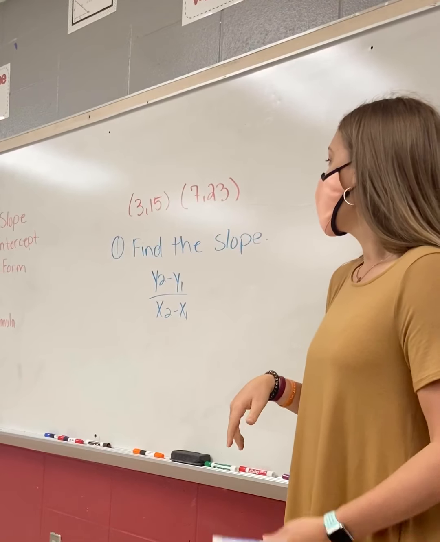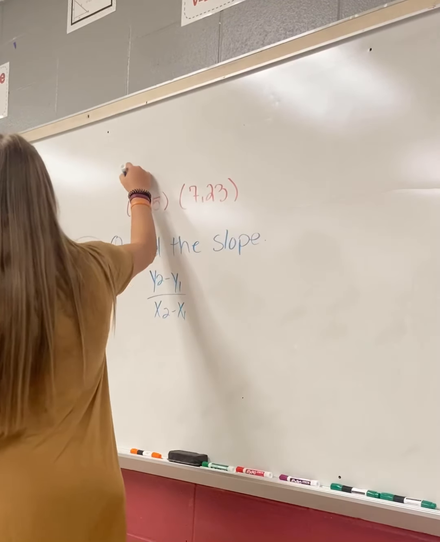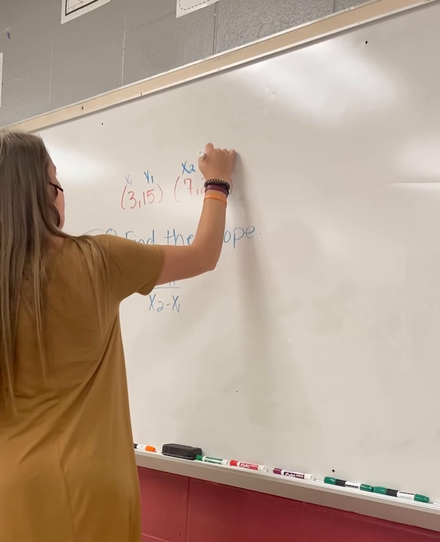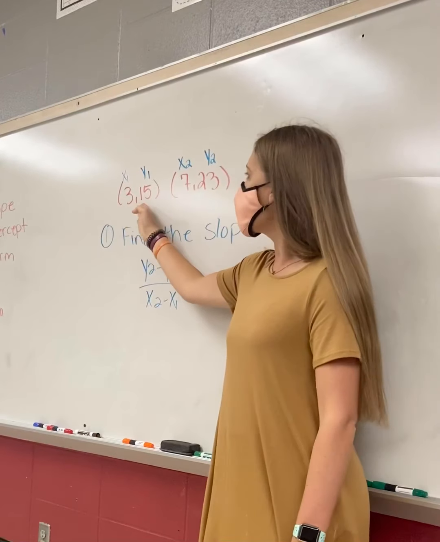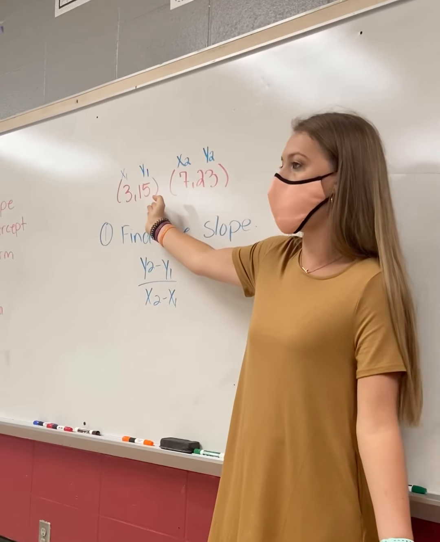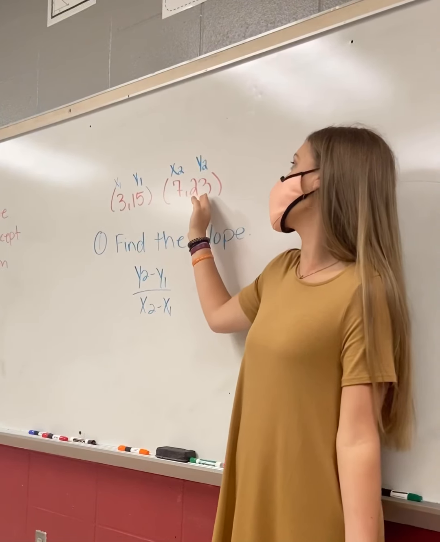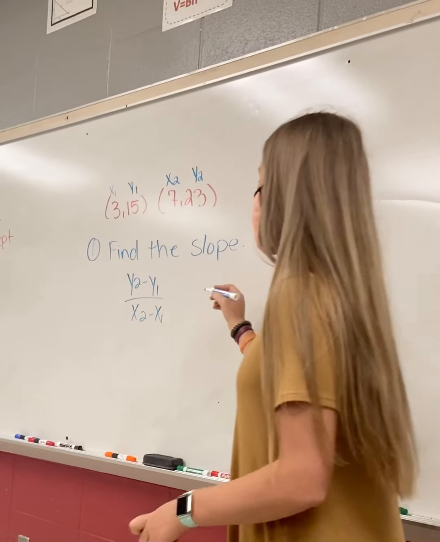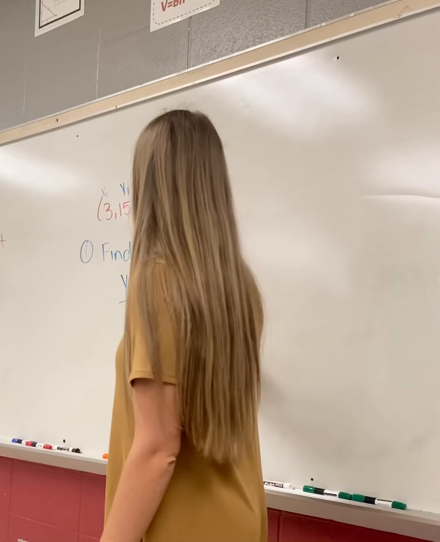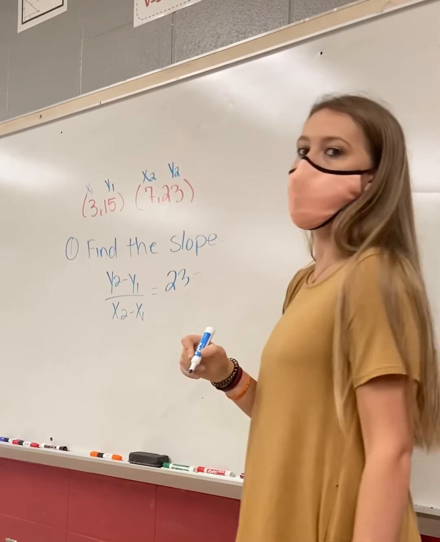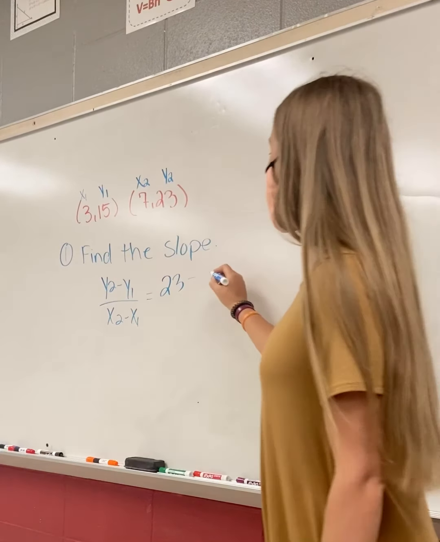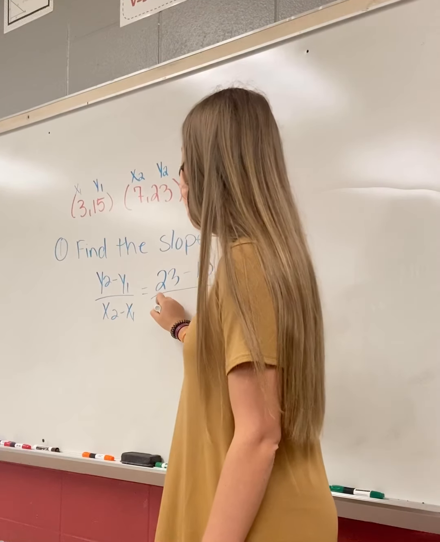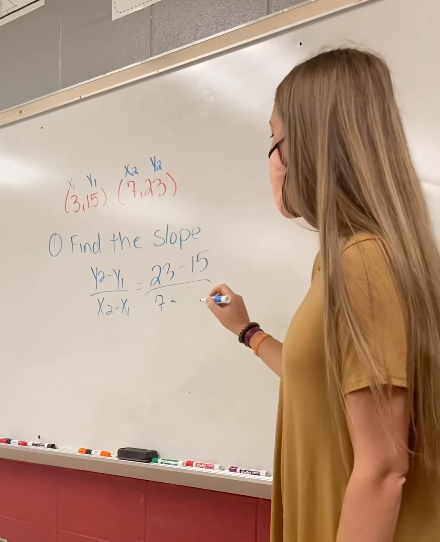Okay? So let's go ahead and label. My 3 is my x1, 15 is y1, 7 is x2, 23 is y2. Okay? x1, because it's my first x, y1, it's my first y. x2, it's my second x, y2, it's my second y. We good so far? Now let's just plug it into the formula. y2 is 23, so I'm going to have 23 minus my y1, which is 15, over x2, which is 7, minus x1, which is 3.